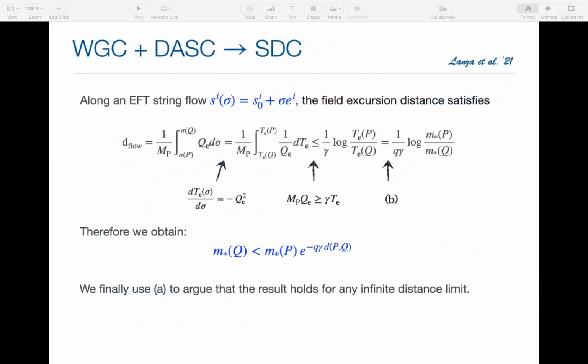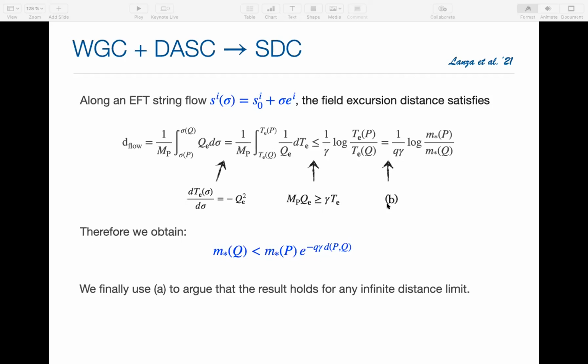What I really would like to tell you about is the interplay with other conjectures. The first one is the interplay with the weak gravity conjecture. One can essentially show that if you combine the conjecture that I presented with the weak gravity conjecture, you get the Swampland distance conjecture for free. This is basically a one-line computation in which you compute the distance of the flow. You use the relation between the derivative of the tension and the charge, and then assume the weak gravity conjecture in the non-saturated, inequality form.